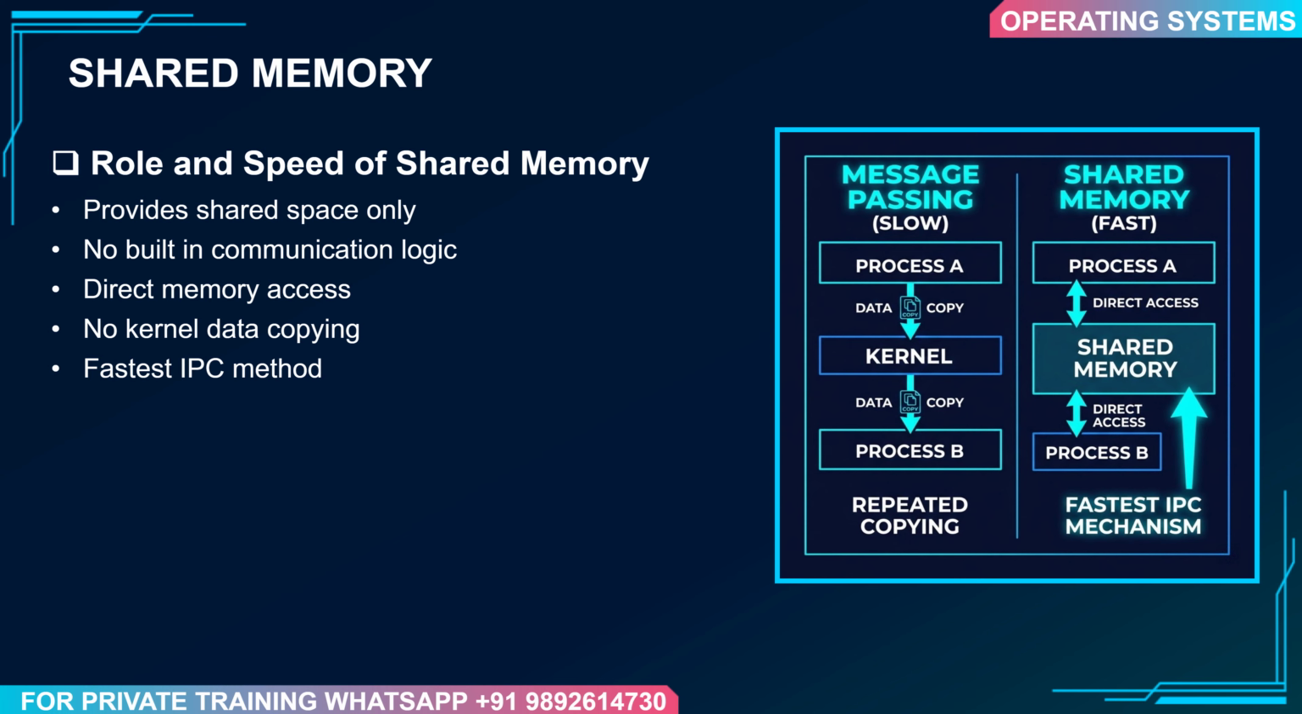One important point to understand is that shared memory itself does not handle communication logic. It only provides a common space. The processes decide what data to put there and how to interpret it. This makes shared memory extremely fast. Unlike message passing, where data has to be copied from one process to the kernel and then to another process, shared memory avoids repeated copying. Once the memory is shared, processes directly access it. This is why shared memory is considered the fastest IPC mechanism.